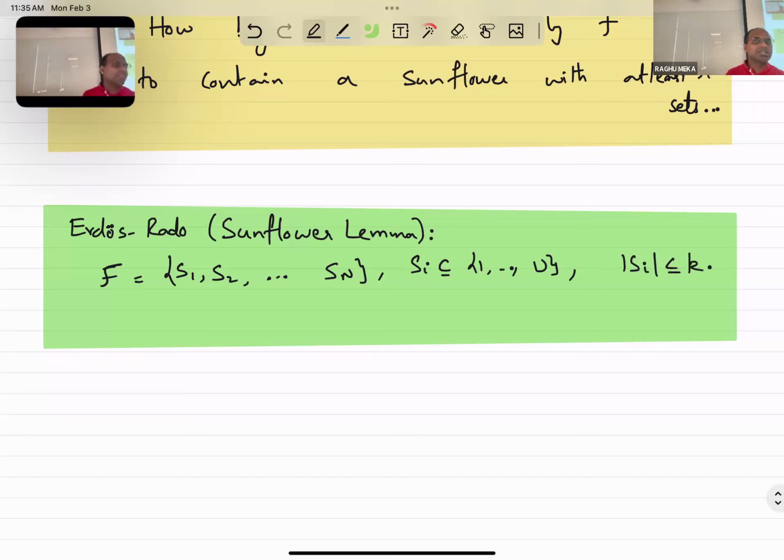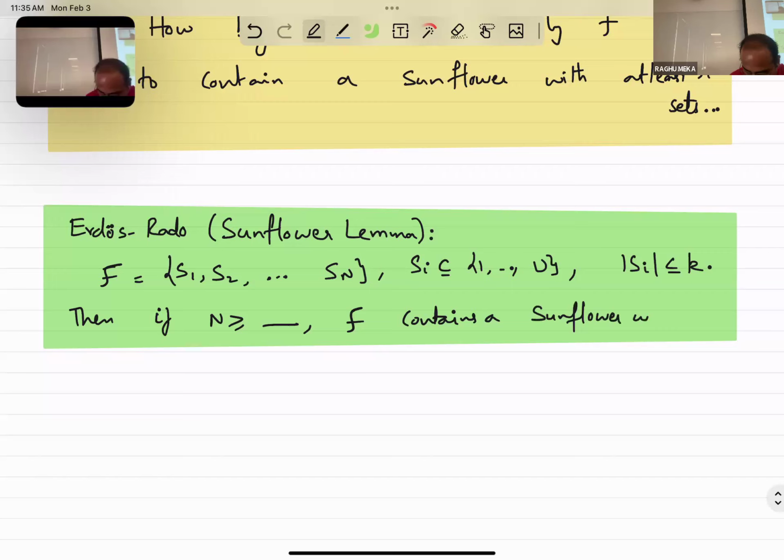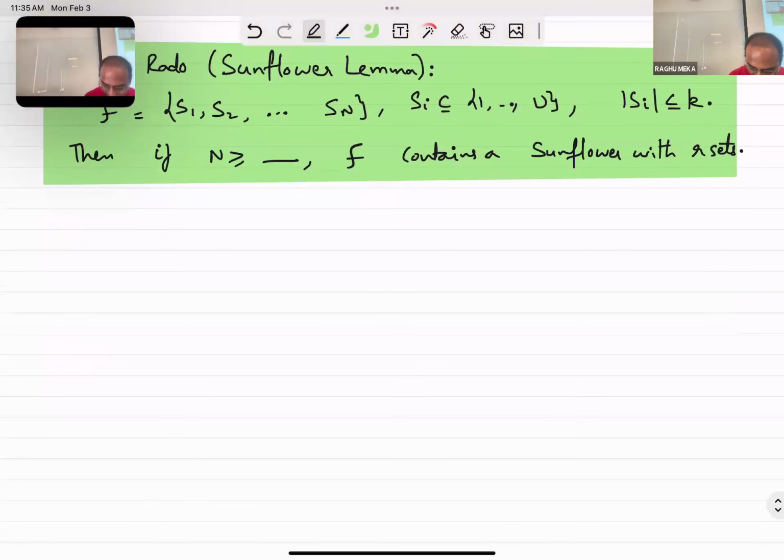Okay, so this is the setup. I have a bunch of sets where each set has at most K elements from some universe. Then if N is more than this, F contains a sunflower with R sets. Okay, that's the claim. We'll figure out what this is. I don't want to write the answer, or I don't remember it, but I know the proof, so we'll see it. It's not important to remember it.